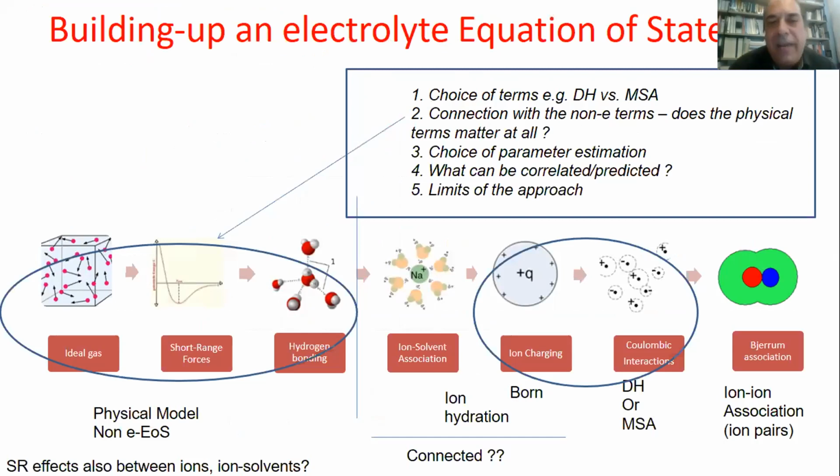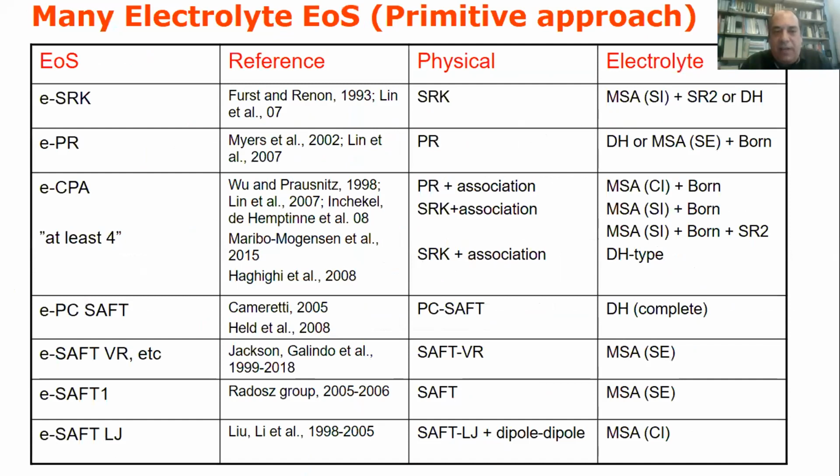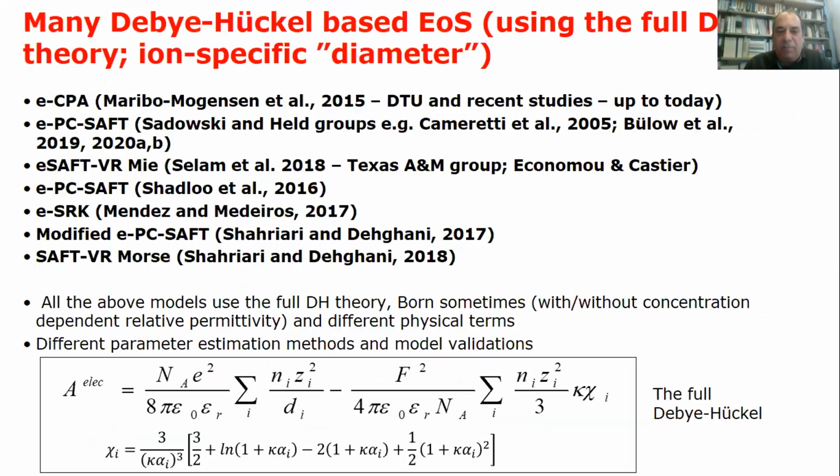Let's go now to the electrolyte equations of state, and there are many versions of electrolyte equations of state today. Maybe the first was in 1993. But I would say today there are probably 40 plus electrolyte versions of cubics, CPA, SAFT, and many other versions, differing on how the physical, electrolyte, or other terms are included.